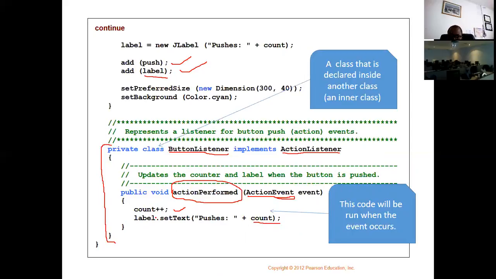So every time you push, it will generate this action. It's going to add one to count and then show the value of count beside pushes. So whenever the event that is attached to the button, which is button listener, is triggered, then action performed is actually executed. Everybody see the link?